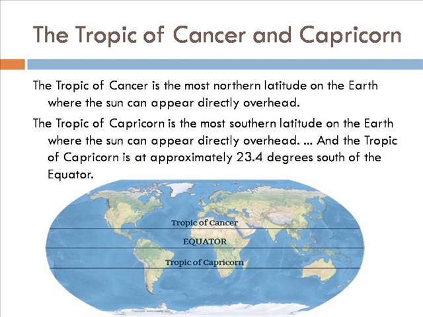Let's move towards the Tropic of Cancer and the Tropic of Capricorn. The Tropic of Cancer is the most northern latitude on the Earth where the sun can appear directly overhead. The Tropic of Capricorn is the most southern latitude on the Earth where the sun can appear directly overhead. And the Tropic of Capricorn is at approximately 23.4 degrees south of the equator.